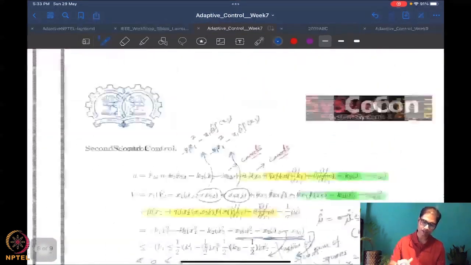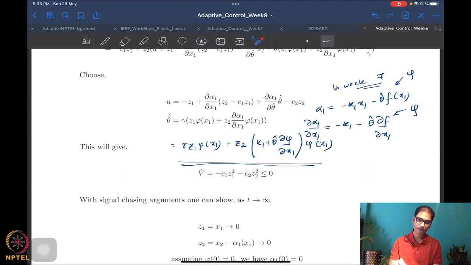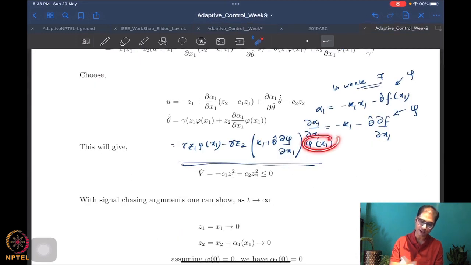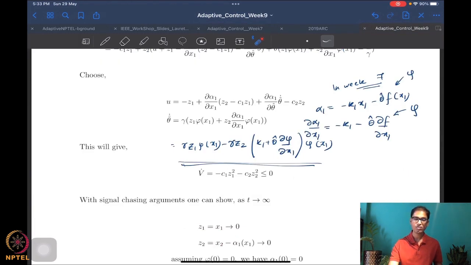And if you look at the second update law, that was the mu hat dot, it's the same, right? It's some gain, which is gamma in our case. You have the gamma, then you have the z2, which is this guy, and then you have exactly phi x1. Then you have k1 plus theta cap del phi del x1. So this is exactly the same term. Not to worry about the signs so much, but what you see is you have exactly the same term as the second update, right?